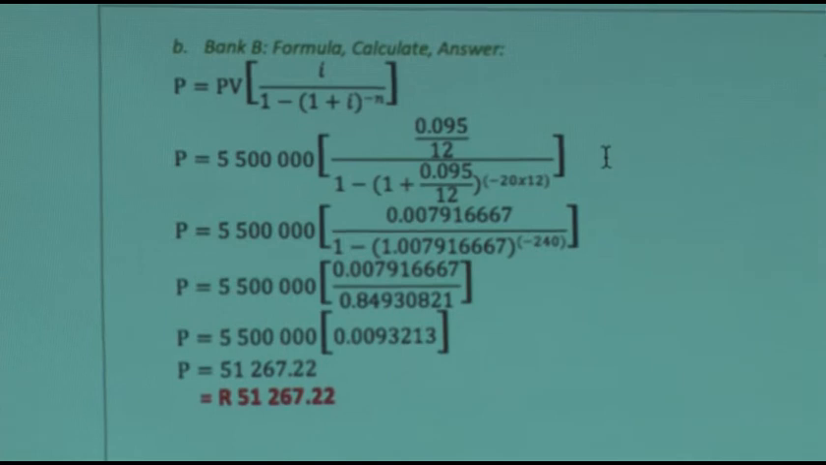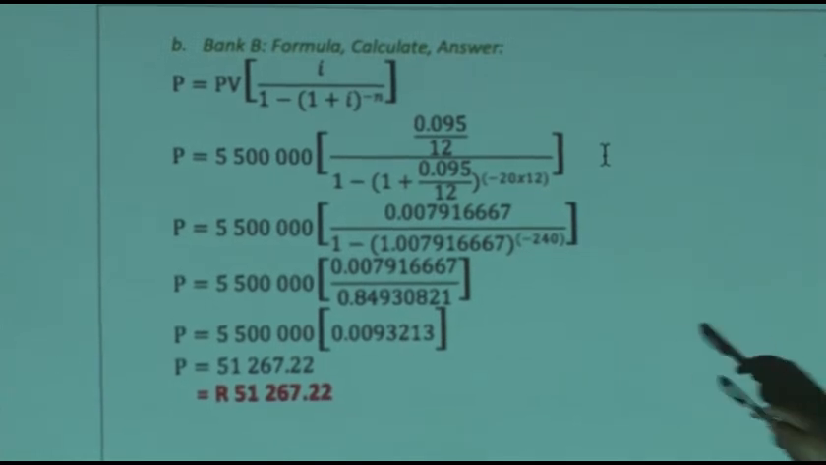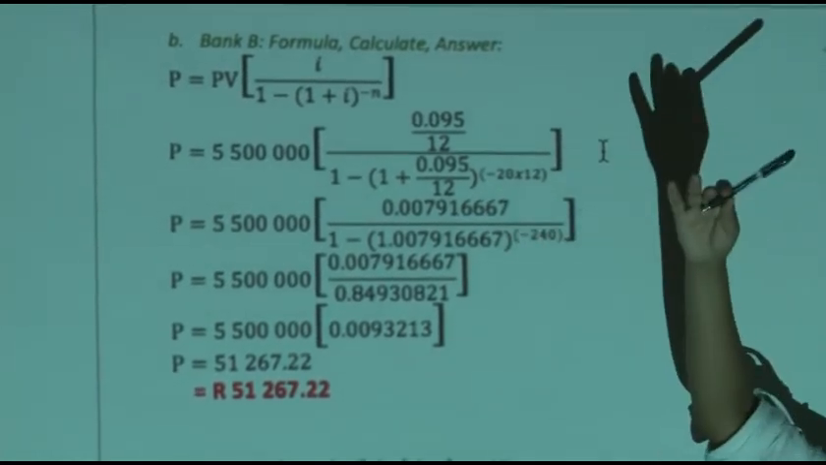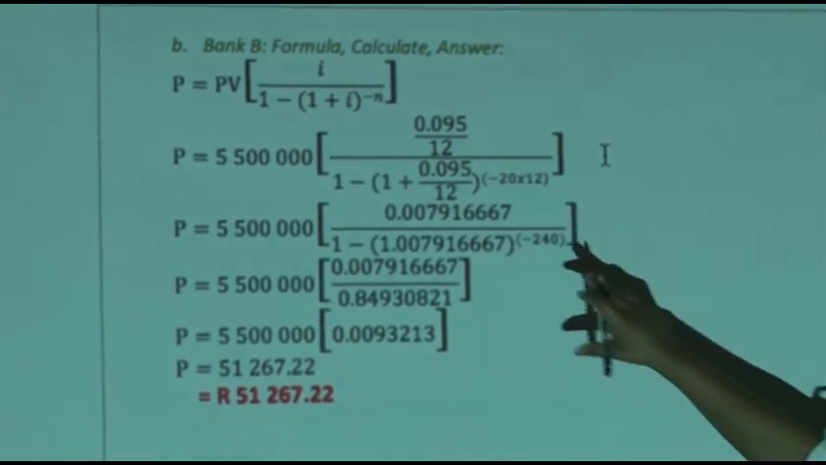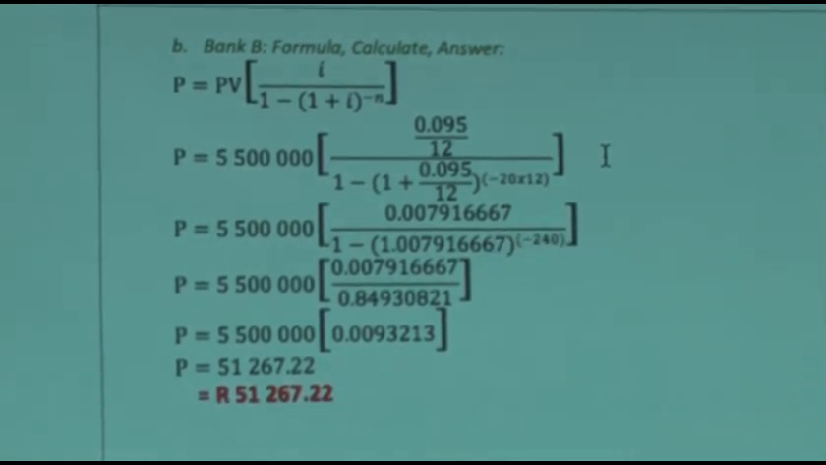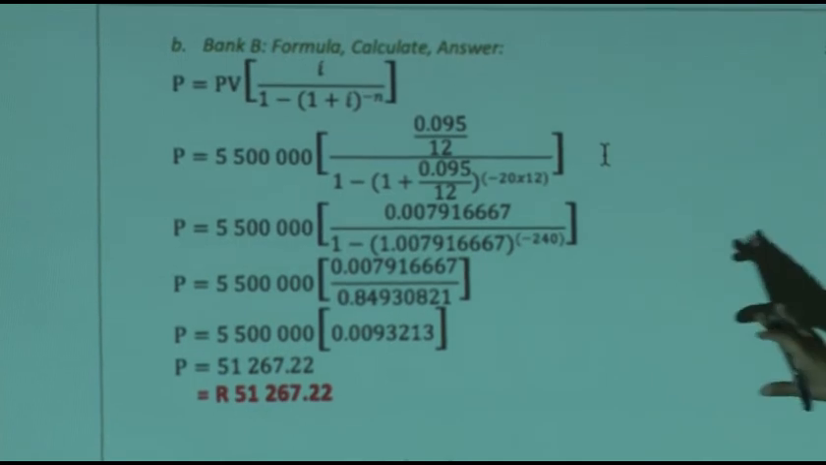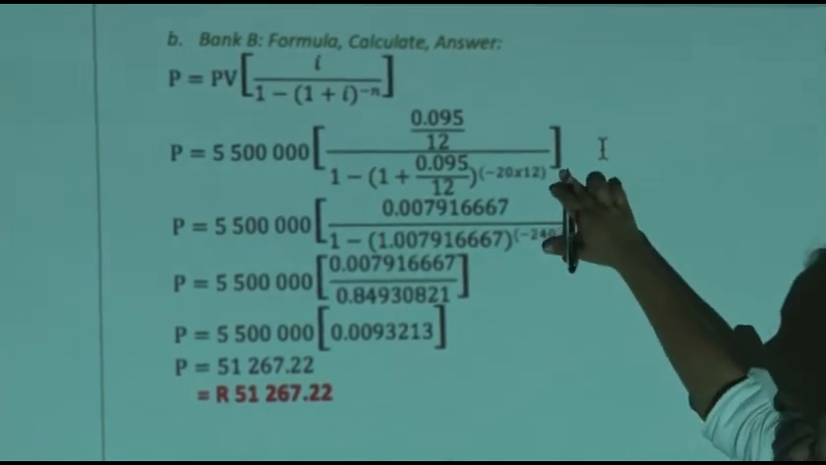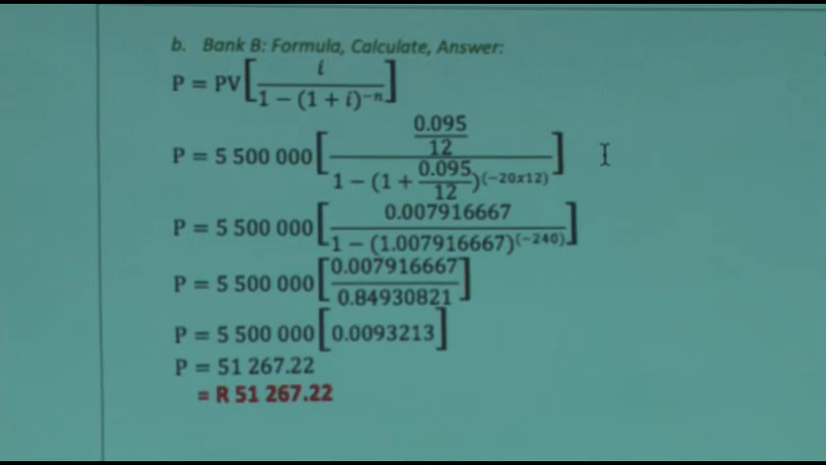Open your bracket always. Raise it to the exponent when you get here. Close the bracket. Raise it to the exponent, that little y to the x. Open your bracket, negative 20, not minus 20. Negative 20 times 12, close bracket, and then close bracket. You can't go wrong, right?